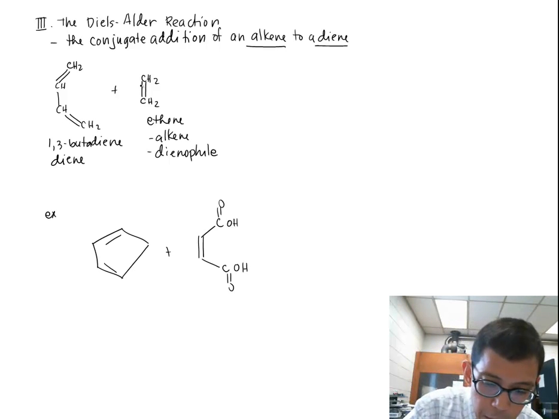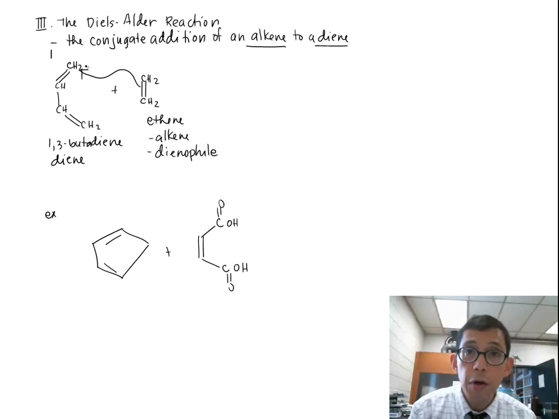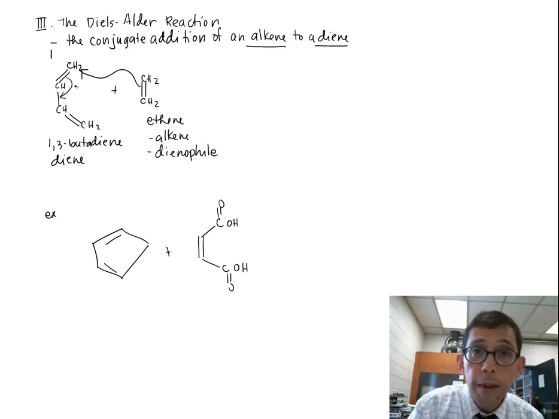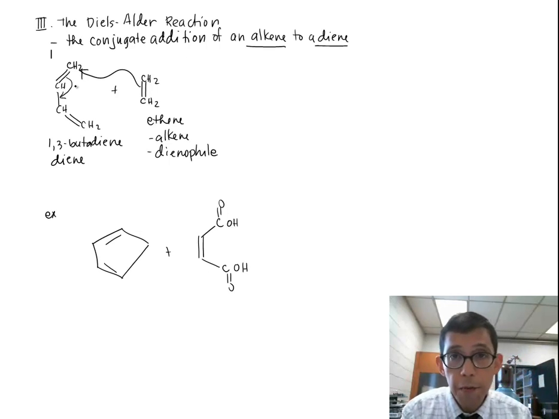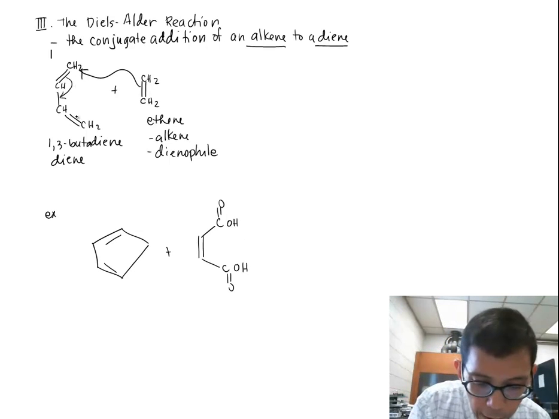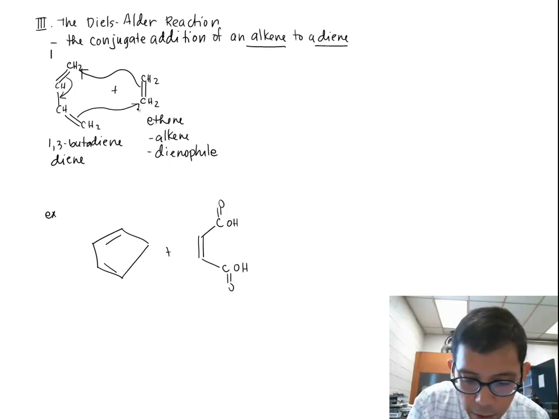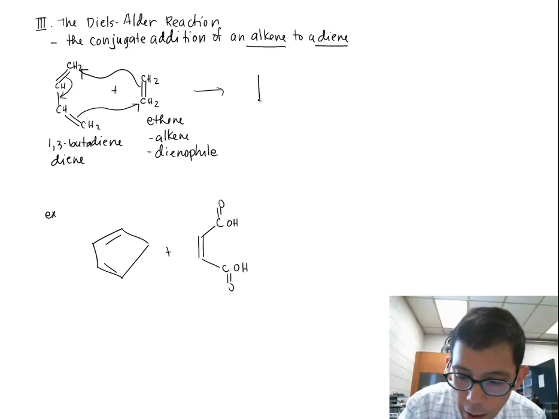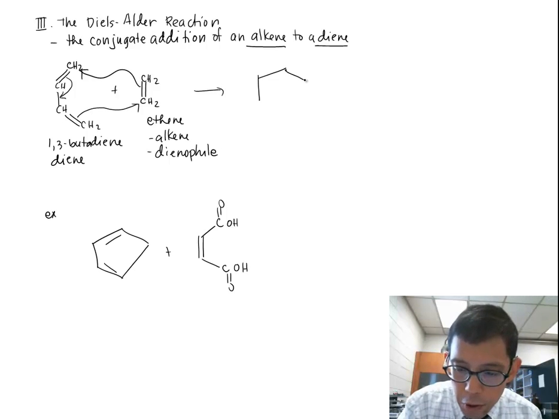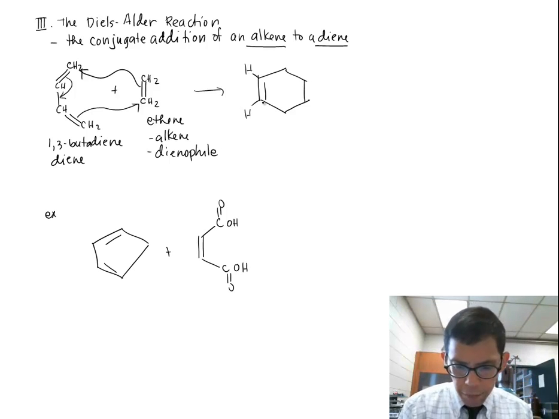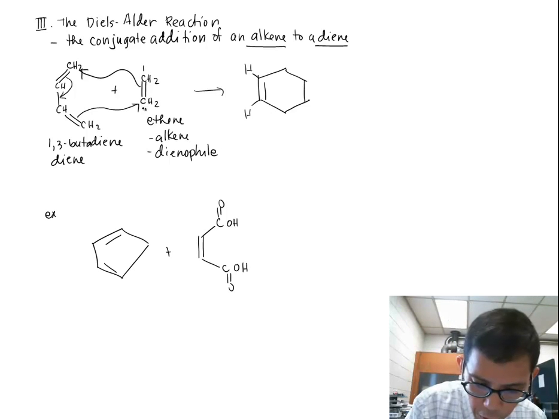The second bond on your alkene, on your double bond, attacks carbon 1 on your diene, and then that bond goes, you form a double bond between carbons 2 and 3 on your diene, and the double bond between carbons 3 and 4 attacks the other carbon on your alkene. And in Diels-Alder reactions, you always form a cyclohexene structure. All right, so just for reference, this is your carbon 1, this is your carbon 2.